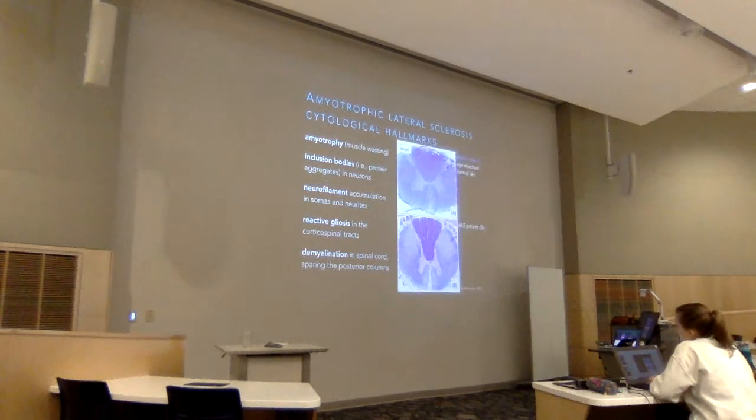You'll see reactive gliosis and demyelination in motor pathways, not sensory pathways though. So here's the spinal cord of a person without ALS. Here's an ALS patient. The blue is showing us myelin. This is a myelin stain. We should see plenty of myelin, except for where we have neuron cell bodies. So this looks totally normal. This is great. Notice the difference here. See how the posterior columns are standing out? They're still well myelinated. What's not myelinated would be your anterior or your lateral corticospinal tracts. In other words, your motor pathways.